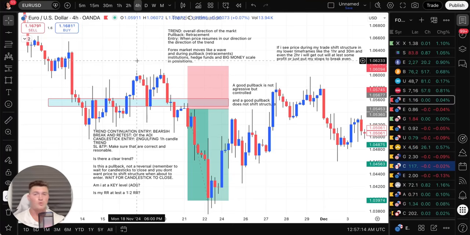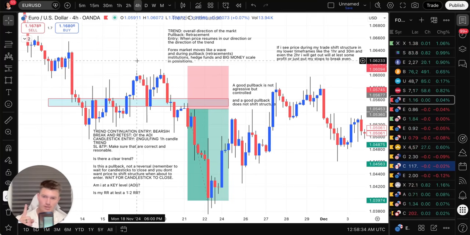So also during the trade, I don't want any of my lower time frames to shift structure, especially when I'm flipping an account. I'm a lot more cautious because I'm risking larger amounts of capital. We went over our trend continuation entry, break and retest of the area of interest, and our candlestick entry, which is our engulfing 1-hour candle. Make sure that your stop loss and take profits are correct and reasonable. And always ask yourself these 4 questions.